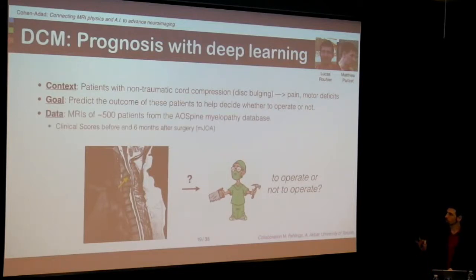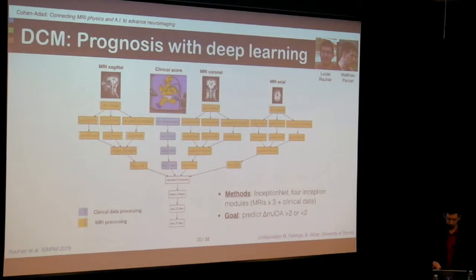So the context of this study was to use about 500 patients that are part of the AO-Spine myelopathy database, with preoperative and postoperative MRIs. We also have access to the clinical scores before and after the surgery. So the idea was to train neural networks. We used an inception net with 4 inception modules that takes the MRIs of the 3 different orientations, as well as the clinical data. And the goal of the output of these neural networks was to predict the clinical score of those patients. Are they progressing or not? That was basically a binary output.